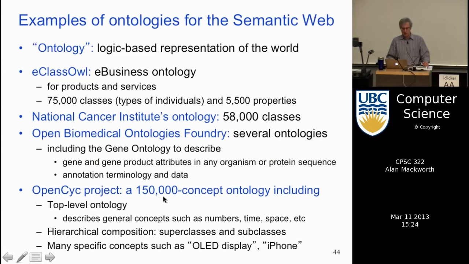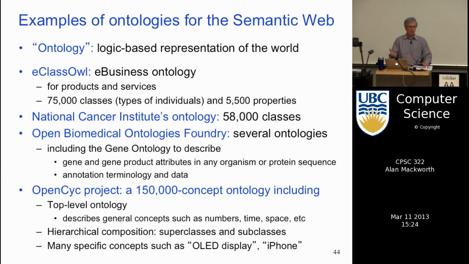The National Cancer Institute has an ontology of cancer types, 58K classes, the open biomedical ontology, gene ontologies, OpenCyc. It's a really interesting project. It's been going for about 30 years now. Initially, it was based on a very informal notion, but now it's based much more on formal logics. And the idea is to build an ontology of common sense.